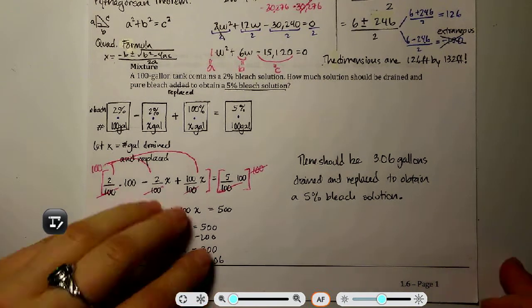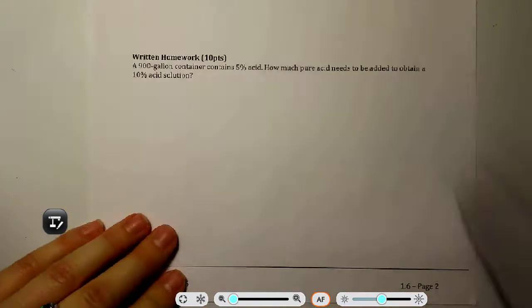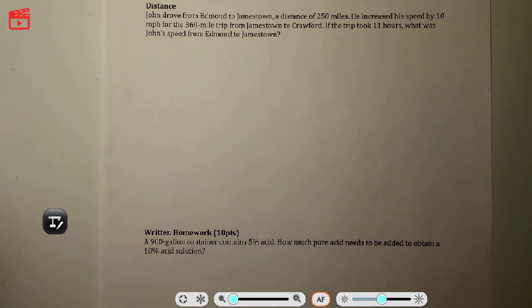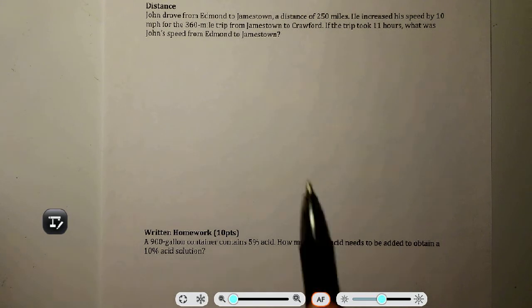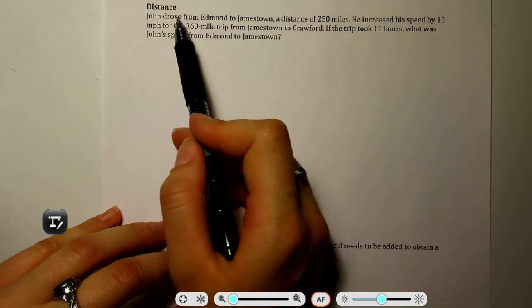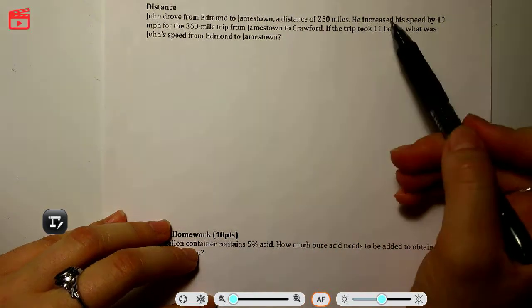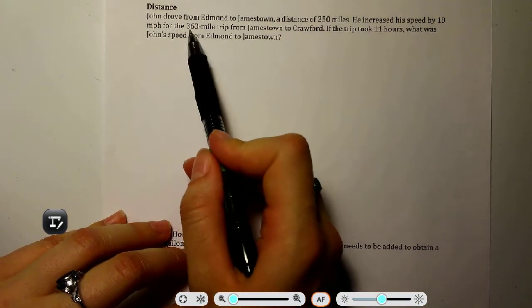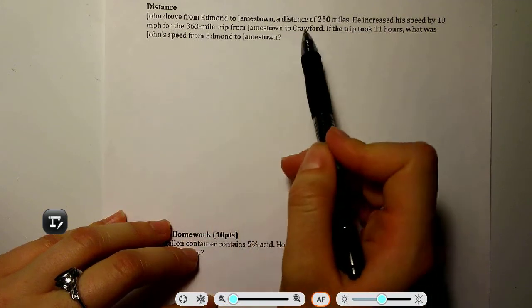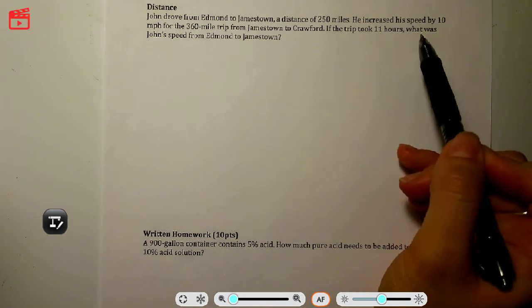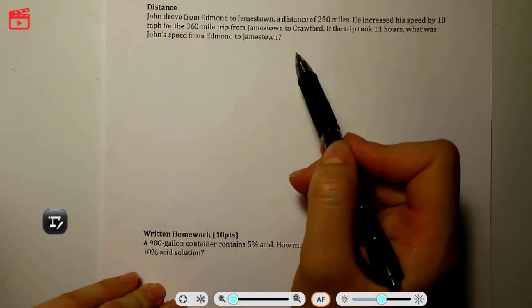Okay. And one more word problem to go. Okay, so this is a distance word problem. Distance problems, you can normally recognize them easily when you start talking about miles per hour or miles. Let's go ahead and read this. John drove from Edmond to Jamestown, a distance of 250 miles. He increased his speed by 10 miles per hour for the 360-mile trip from Jamestown to Crawford. If the total trip took 11 hours, what was John's speed from Edmond to Jamestown?